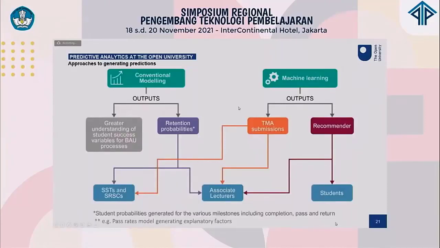Now, we've always had analytics, conventional modeling. We've been doing that since the start of the university. We're using regression analysis and looking at our data, our stats, our retention probabilities, designing those from our regression analysis, understanding the success variables. But what we've recently introduced is machine learning, where we look at the assessment submissions as well, and what we have produced from all this data together is a recommender system, which I'm going to talk about.